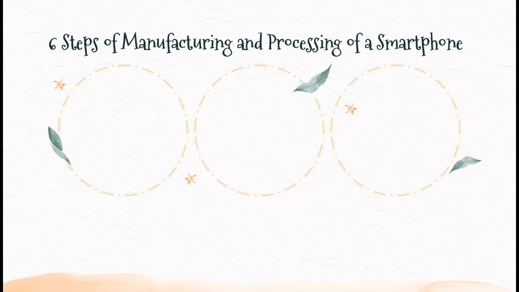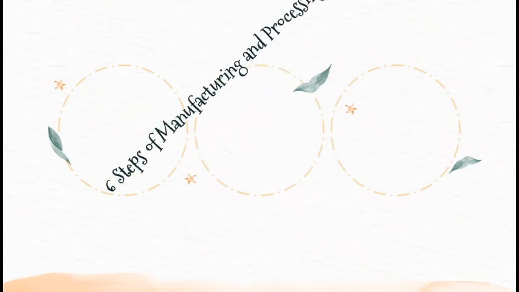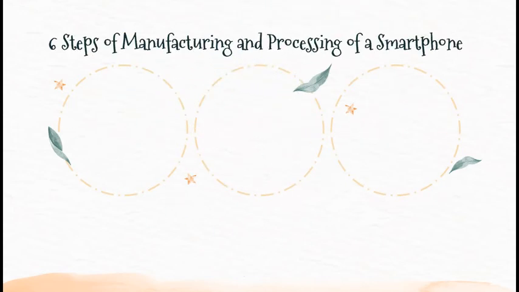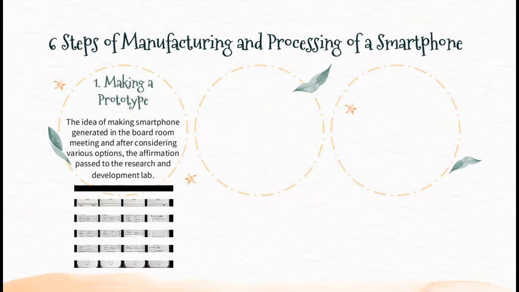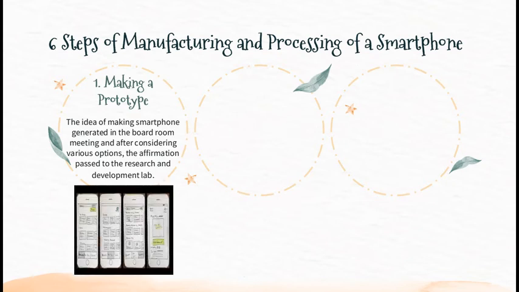Next step we are going to discuss is about manufacturing and processing. There are 6 steps in manufacturing and processing of a smartphone. The first and foremost step is making a prototype. The idea of making a smartphone is generated in the boardroom meeting, and after considering various options, the affirmation is passed to the research and development lab.